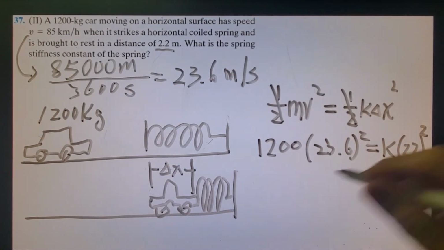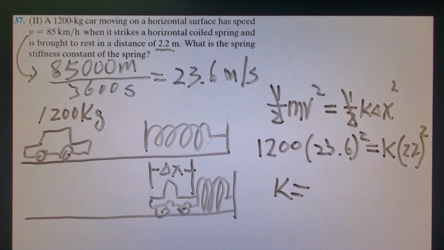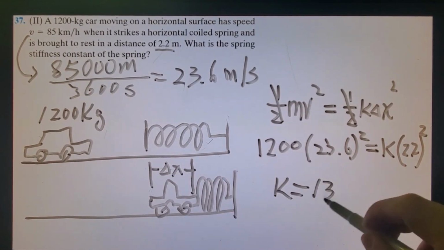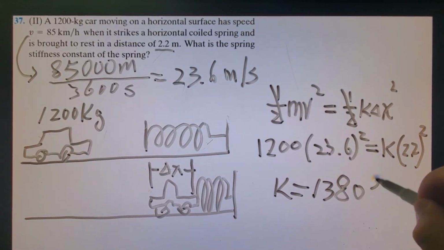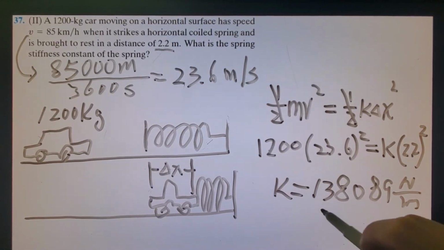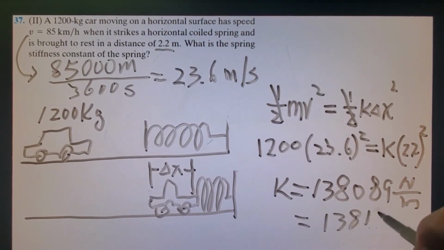All right, so we just have to solve for K. K is equal to 1200 times 23.6 squared, divided by 2.2 squared. What I have is K equal to 138,089 Newtons per meter. Or if you think it's too many numbers to write down, it's also equal to 138 kilonewtons per meter. The lucky number for this problem is 9.